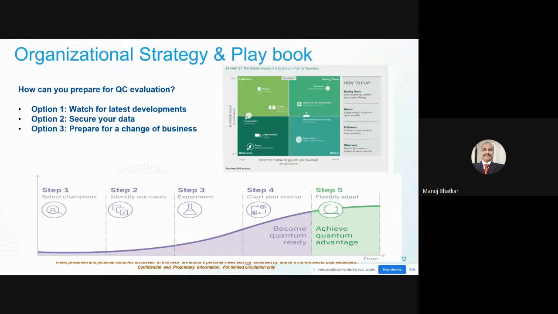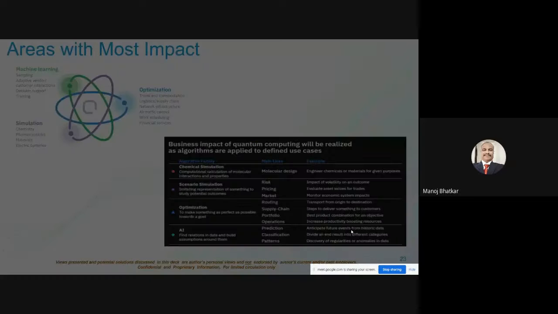Last year what I talked about Qiskit, today I cannot talk because it has changed. Last November, December, they changed the entire organization of how Qiskit will work. So be flexible, adopt that change, and most important is to achieve the quantum advantage. We are not talking about quantum supremacy.